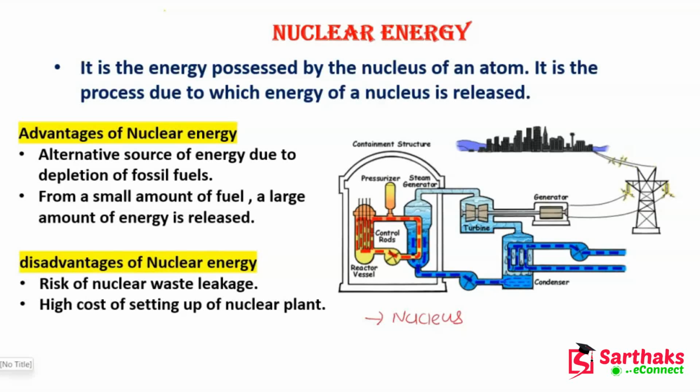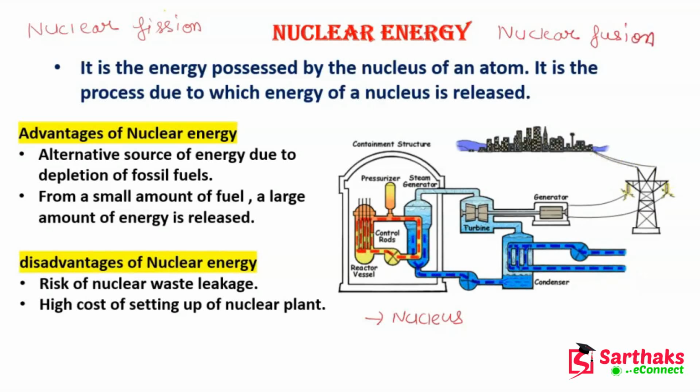Okay, so there are two types of reactions. First one is nuclear fission reaction and another one is nuclear fusion reaction. So in these two reactions, what happens if I talk about the nuclear fission reaction? In this reaction, one nucleus divides into some smaller nuclei.